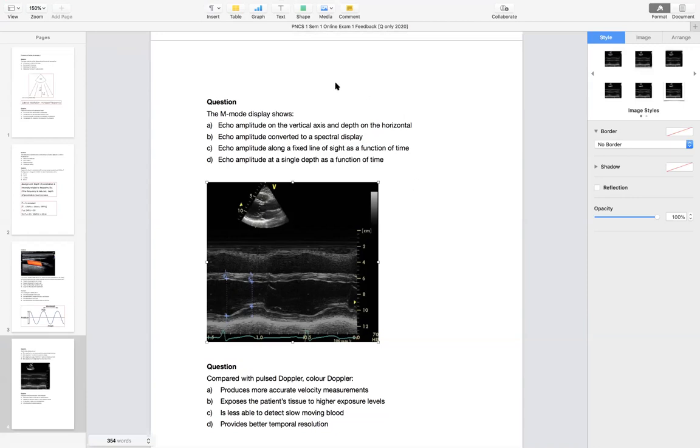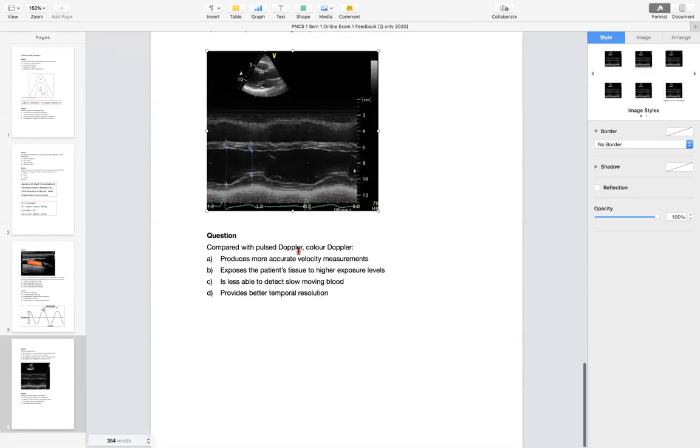And then one last question here I wanted to just go through with you again. Compare with pulse Doppler, color Doppler: produces more accurate velocity measurements, exposes the patient's tissue to higher exposure levels, is less able to detect slow-moving blood, or provides better temporal resolution. Well, it does produce good velocity measurements, but that's not all.